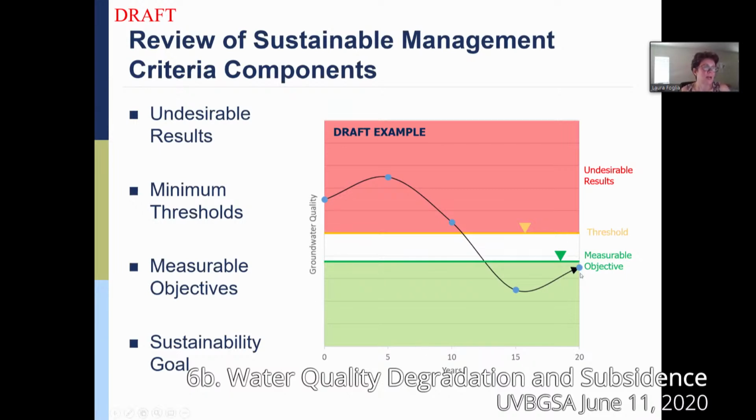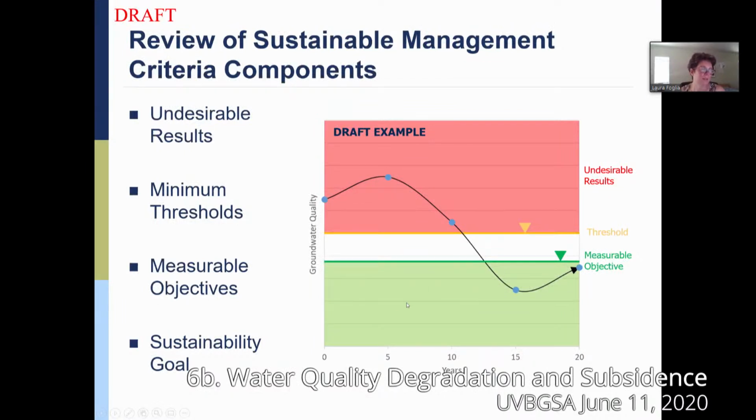We also need to define what we call the measurable objective, which is basically where ideally we would like to end up in 20 years from now. And so all this green bar at the bottom is where ideally we would like to see the value for certain constituents floating in the next 20 years.